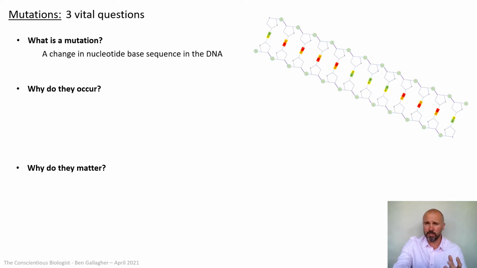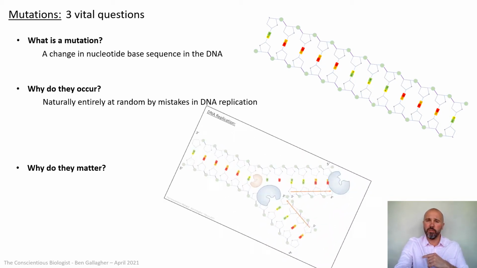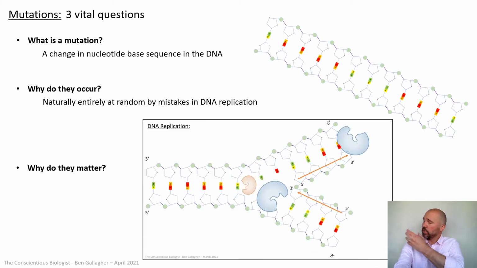Now, why do they occur? Well, they're not deliberate. They generally occur totally randomly and naturally by mistakes in DNA replication. If you think about one of the previous videos I've done on DNA replication that look like this, you've got your replication fork, you've got DNA helicase unzipping the double strand, the DNA polymerases reading the two strands. Remember, one straight following the helicase on the leading strand, the lagging strand having to build itself in fragments.